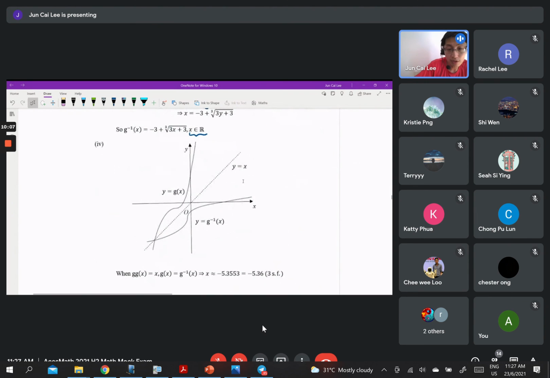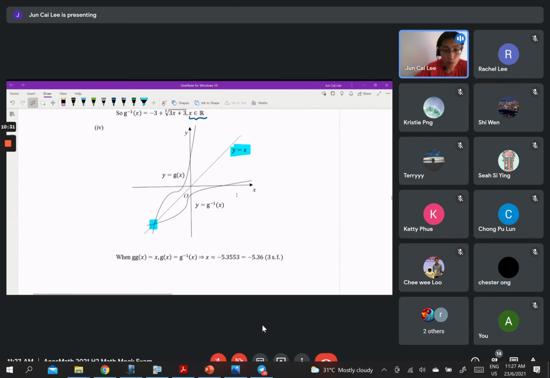Okay, so part 4 basically involves the usual reflection property of G and G inverse. Just make sure that they are symmetrical about the line y = x, and if they don't intersect, they should pass through the same point as the reflection of the mirror line. This one I think shouldn't be too bad for you guys.